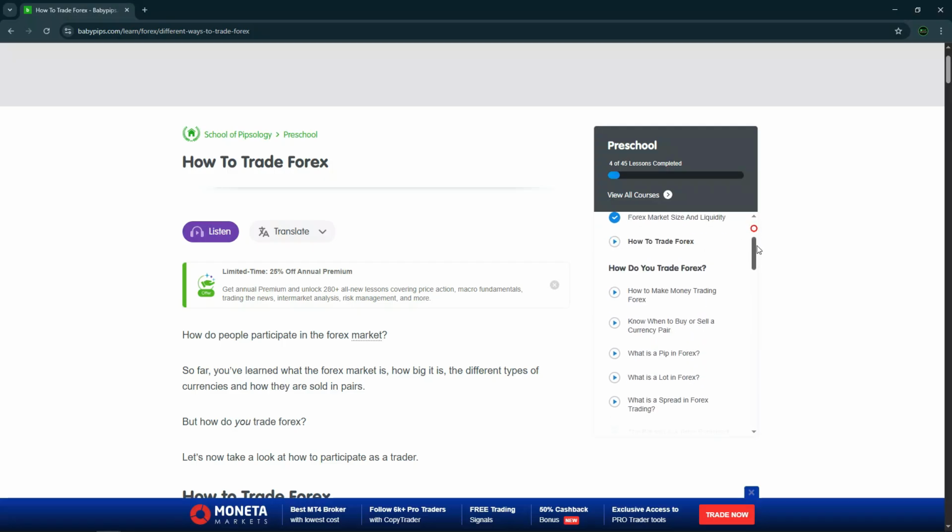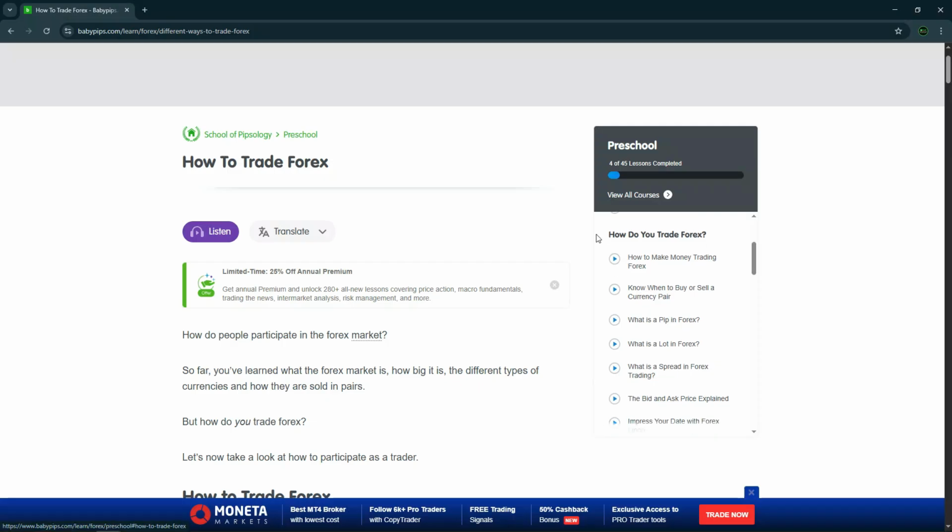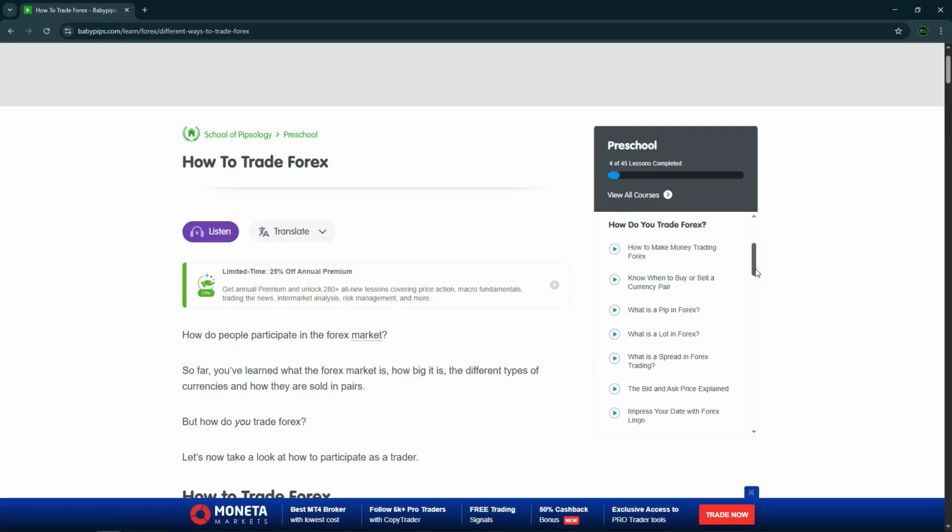Now we are moving on to the next chapter, how do you actually trade forex. In the next chapter we are going to start getting practical. We'll cover things like how traders make money, when to buy or sell, what a pip is, what a lot is, spreads, other types, and much more. This is where things start getting real.